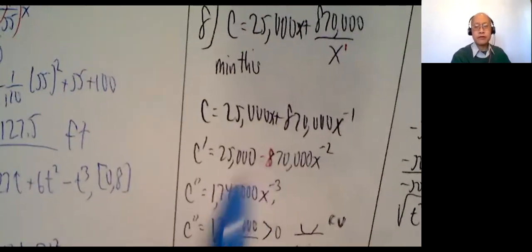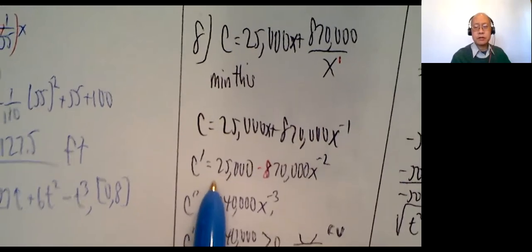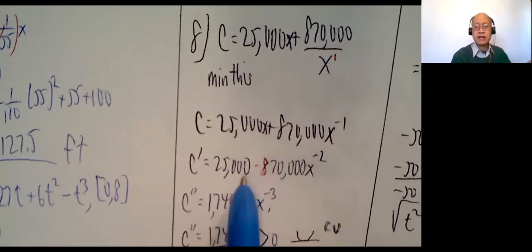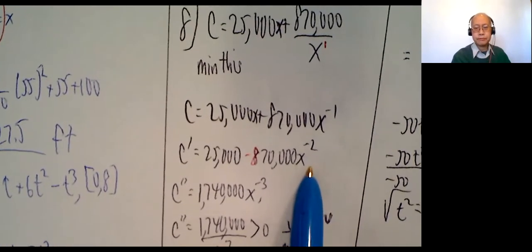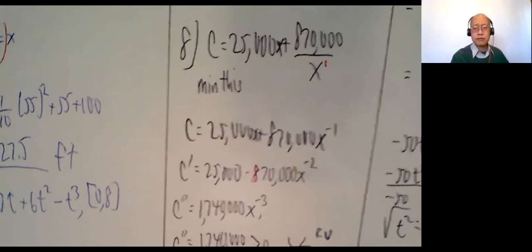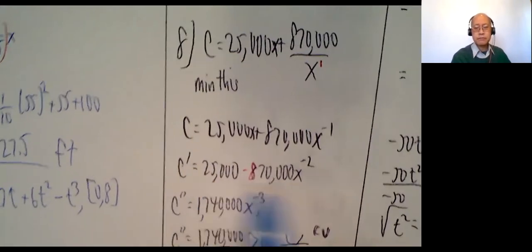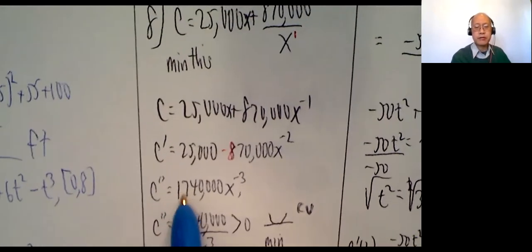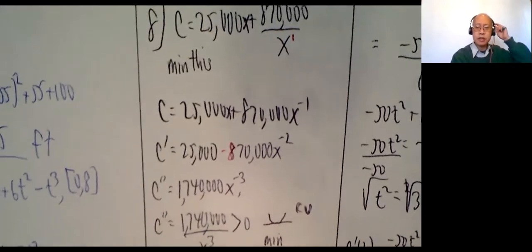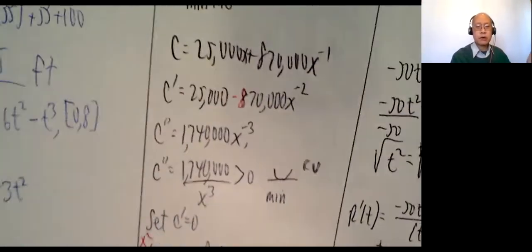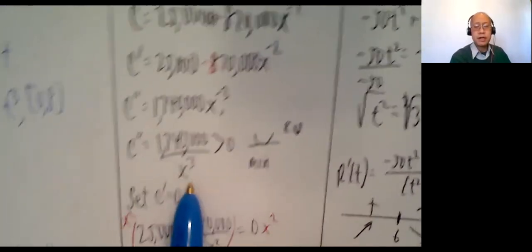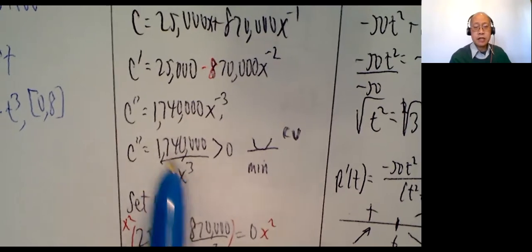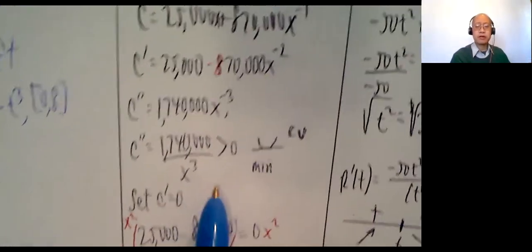All right, so first derivative of this is 25,000. Derivative of this is negative 870,000 x to the negative 2. Second derivative of this is 0. Negative 2 times negative that is this crazy number, 1,740,000 x to the negative 3, which I will rewrite as 1,740,000 over x cubed. And here's a nice thing about this again. This is always greater than 0 for any x greater than 0.